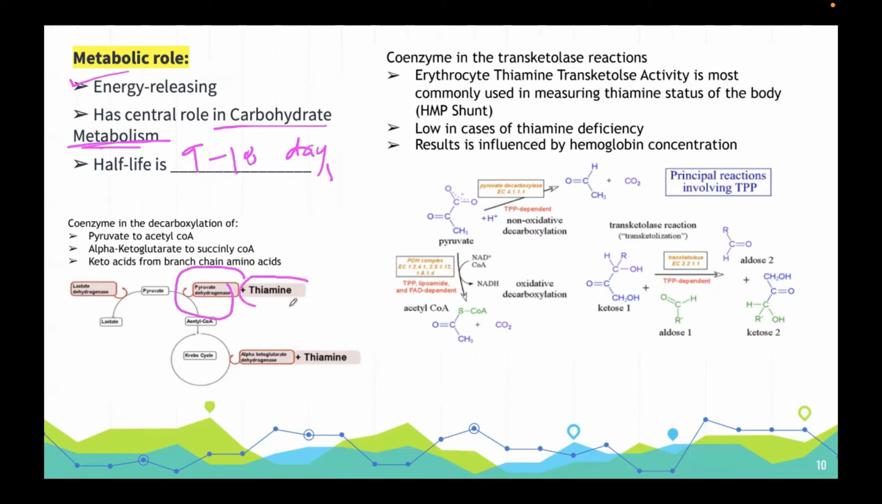Okay, so mahalaga yung mga thiamine natin dyan sa production of the pyruvate dehydrogenase. And then, it can serve as a coenzyme in the transketolase reaction. So, natatandaan si HMP shunt. Ano po si HMP shunt? Si PPP, di ba? Si pentose phosphate pathway.